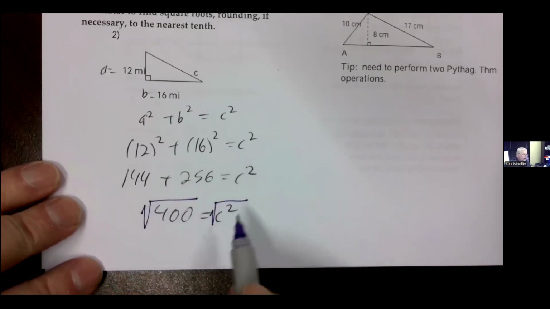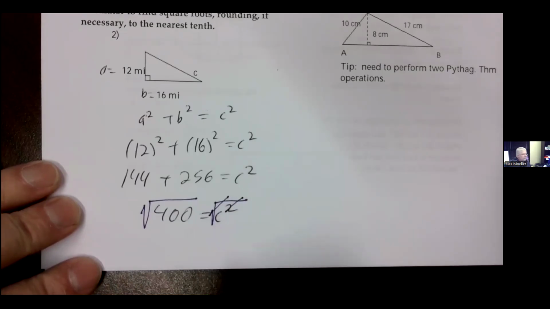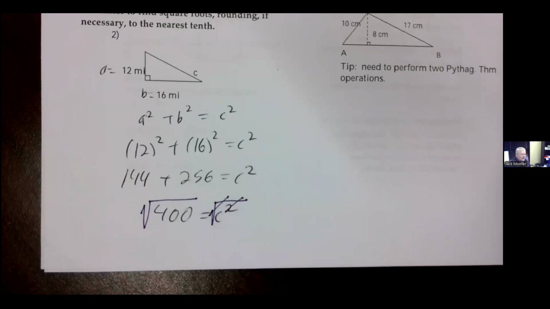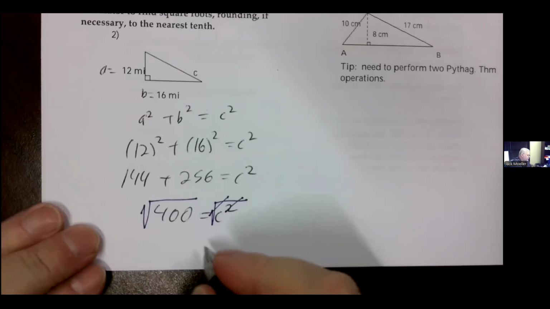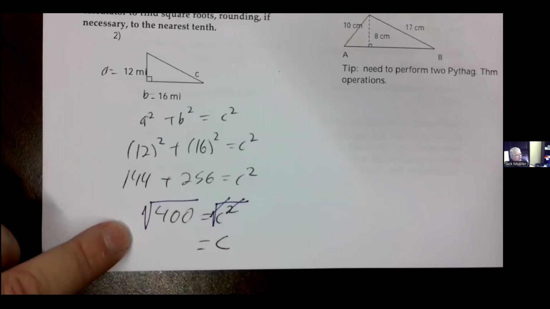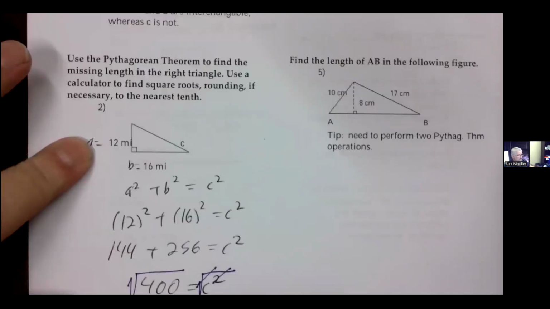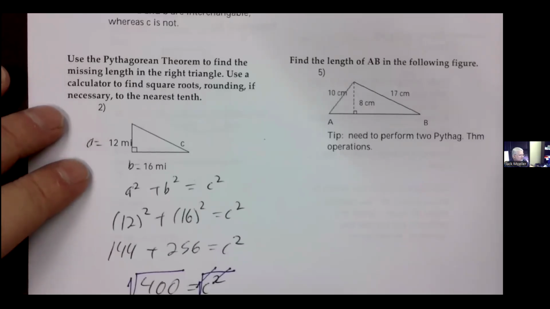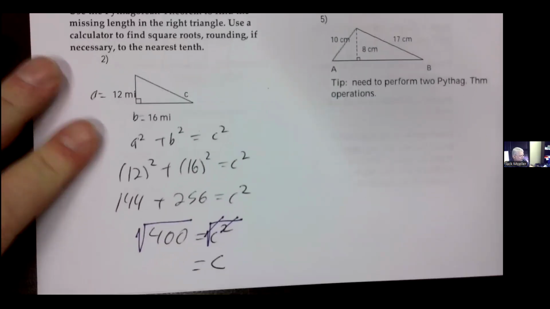The reason we're doing that is the square and the square root are opposite operations, so they basically cancel each other out, and we're going to be left with just c. Now, normally, anytime you take the square root of both sides, you've got to do plus or minus, but we're dealing in distance. Distance is always positive, so we don't need the negative on this.